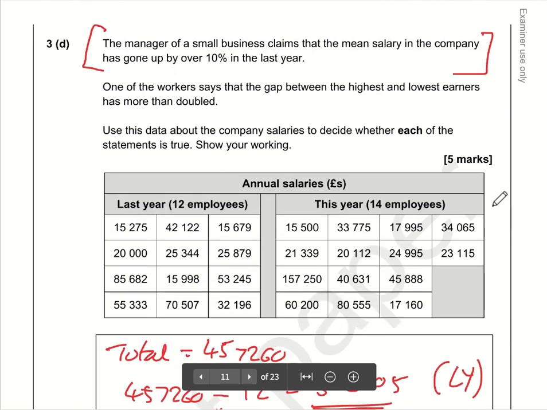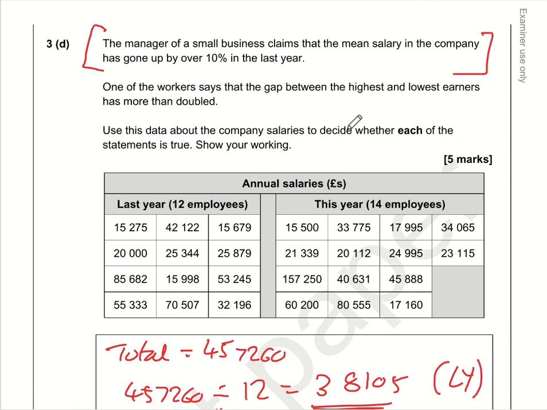Okay, was there another part to this question? One of the workers says that the gap between the highest and the lowest has more than doubled. So let's look at last year. Is there anything lower than 15,275? No, this is the lowest. And the biggest, I've got an 85 here. Anything bigger than 85? No. So what is the difference between these two values? So here the calculation is 85,682 take away 15,275. So that is a range of 70407.